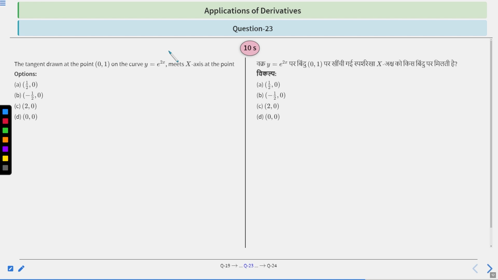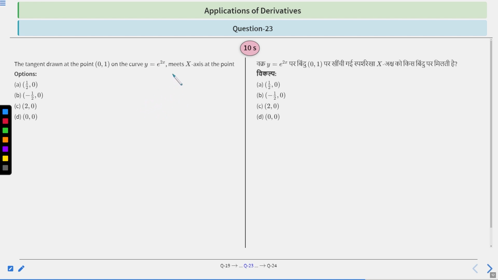So the hint of this question is, see, we are given a curve y is equal to e to the power 2x, right? So we can find the slope of the tangent of this curve drawn at (0, 1) by finding dy by dx at (0, 1). So we can get the slope of tangent, and we can find the equation of tangent by using this method, that is y minus y1 is equal to dy by dx into x minus x1.